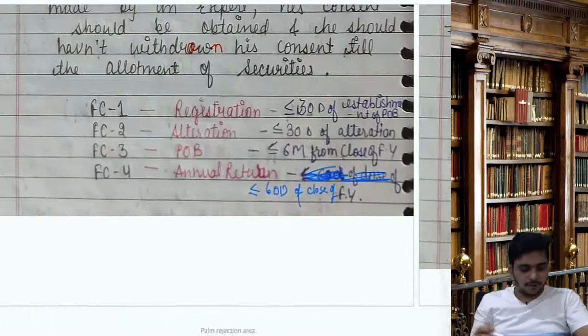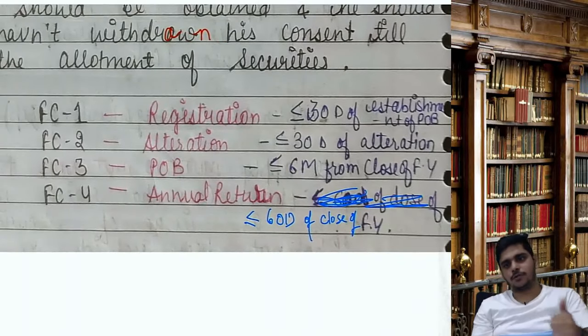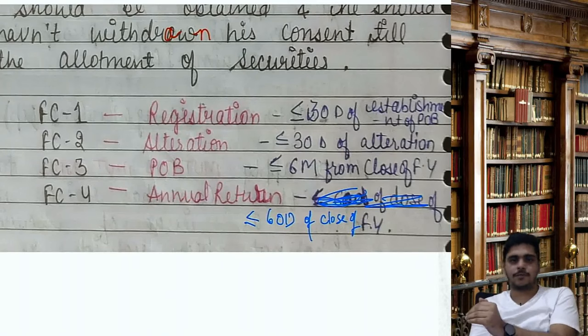Done. Now, four forms are there: FC 1, 2, 3, 4. 1, registration. 2, alteration. 3, place of business. 4, annual return. 30 days from the establishment of business, 30 days of the alteration, 6 months from the close of financial year, 60 days from the close of financial year.